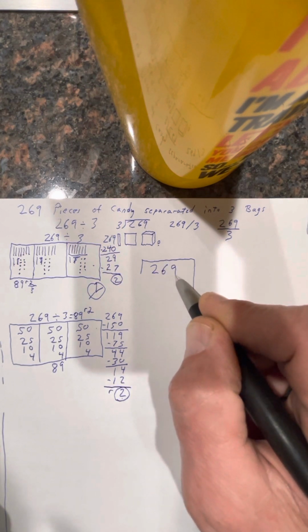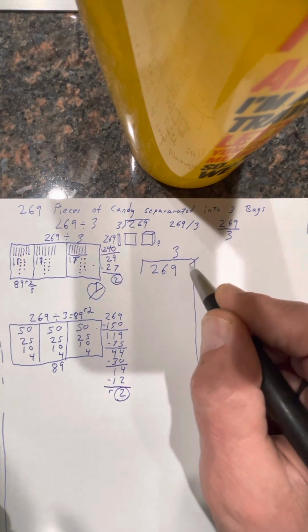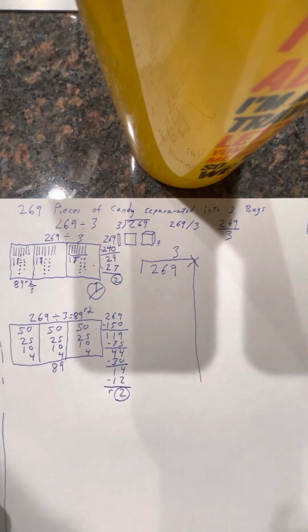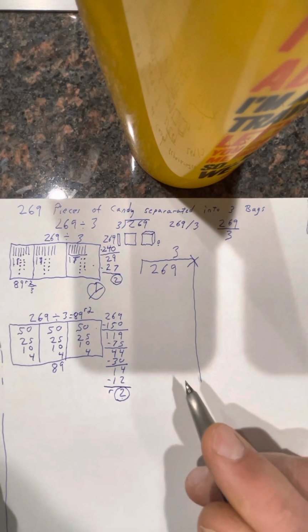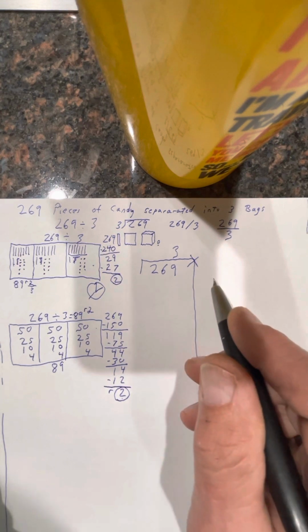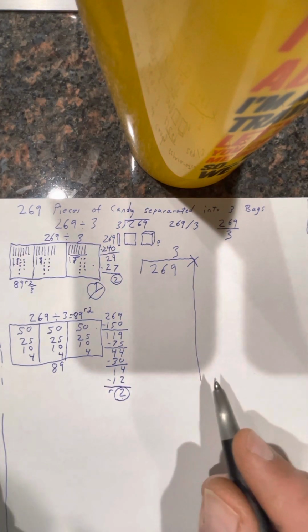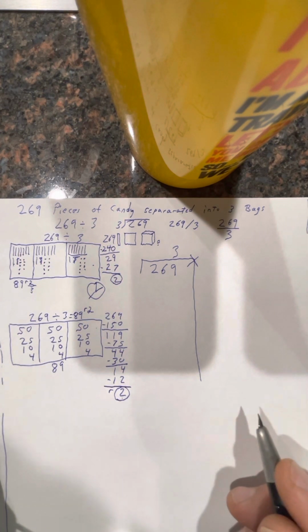$269. I'm going to put the 3 right here. I'm going to put a multiplication sign right there just so it's obvious what we're doing. Okay. Now, I'm trying to figure out 3 times what equals something. Okay. I know that 3 times 5 equals 15.